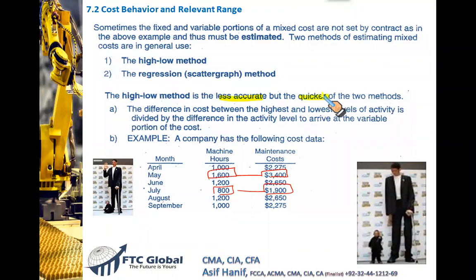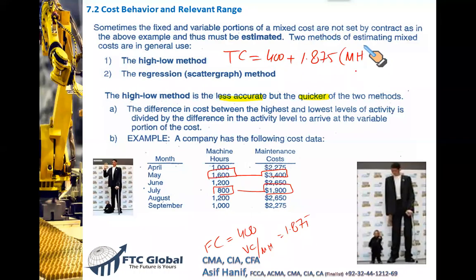Now we have both. We have got the fixed cost, which is 400, and the variable cost per machine hour, which is 1.875. So now we have the equation, the total cost function. Total cost is equal to 400, which is the fixed part, plus 1.875 times the machine hours we intend to use.